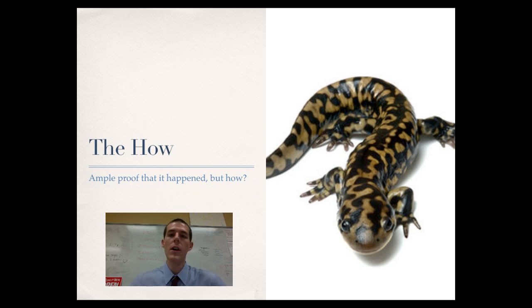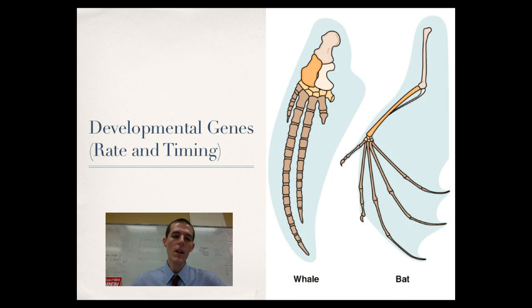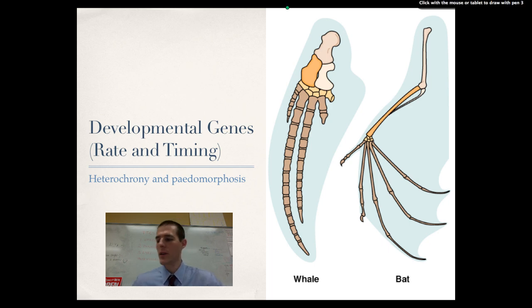So I'm just going to jump into some of the mechanisms by which scientists think that novel body forms can arise. The first one is the rate and timing with which developmental genes are expressed. I'm going to give you two examples. The first one is called heterochrony. What that means is that different genes may be expressed at different times and at different rates, giving you a drastically different body form. I'm going to draw you a generic little picture here.